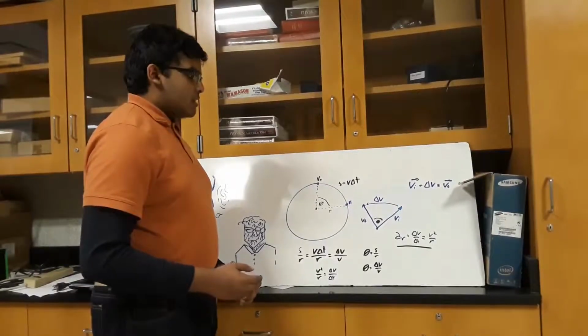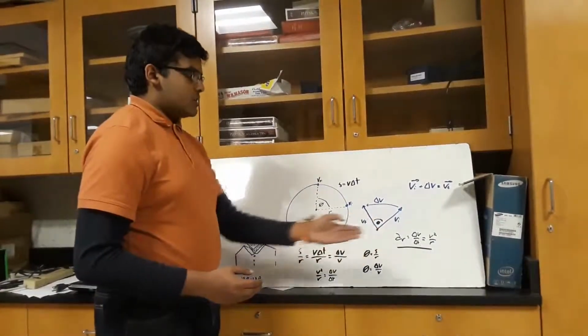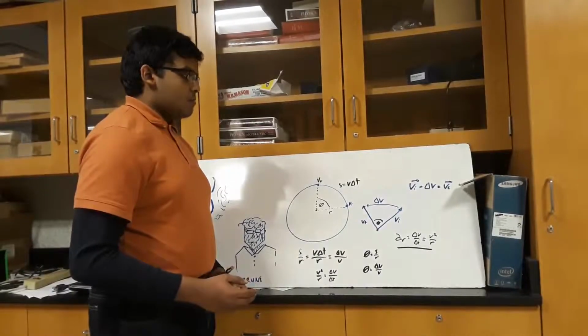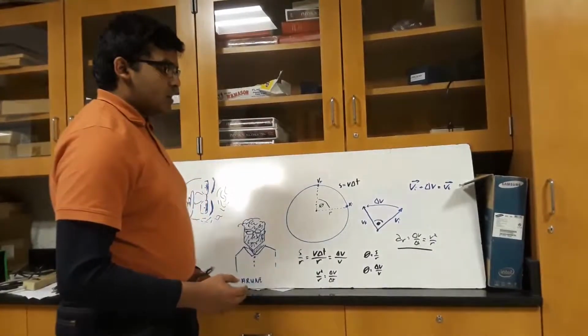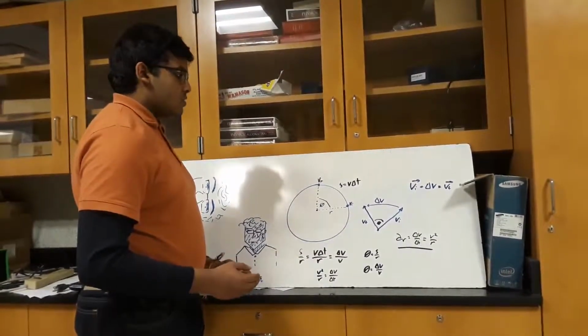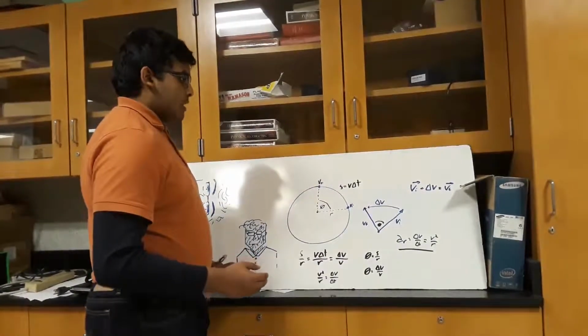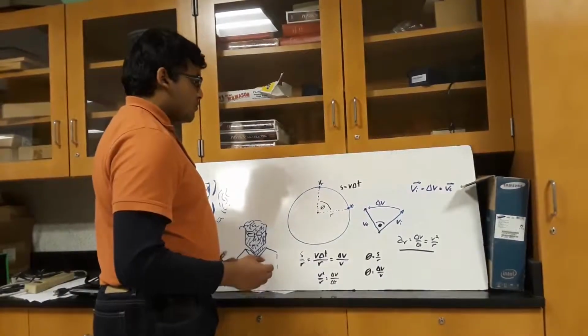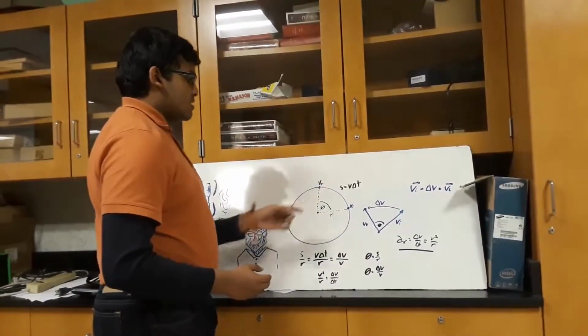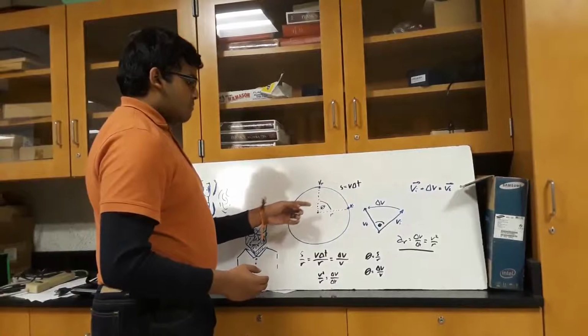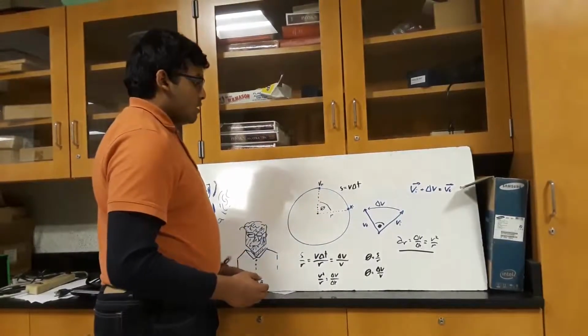Now, in order to get the equation for centripetal acceleration, we have to go through a couple of steps. The first is we need to understand the geometry of a circle. So there's the equation for arc length that we have. And the equation for arc length is S equals theta multiplied by R.